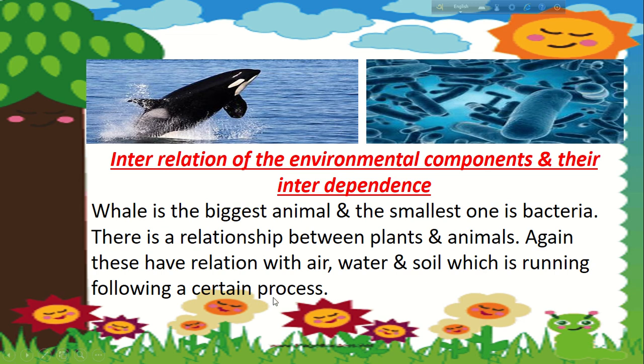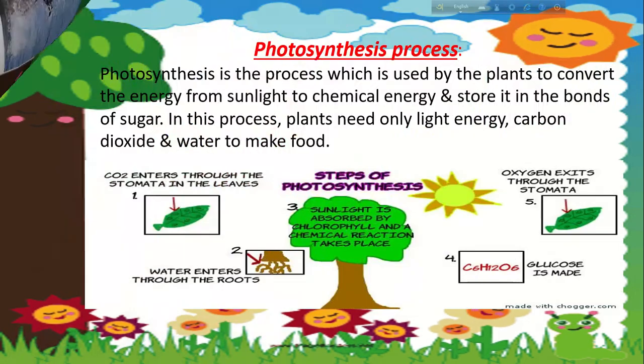Here, the whale is the biggest animal and the smallest one is bacteria. And there is a relationship between plants and animals. Again, these have a relation with air, water and soil, which is running following a certain process. So some processes are complex and some processes are simple. Let's see the process, how the plants and animals are interdependent with each other. Let's see.